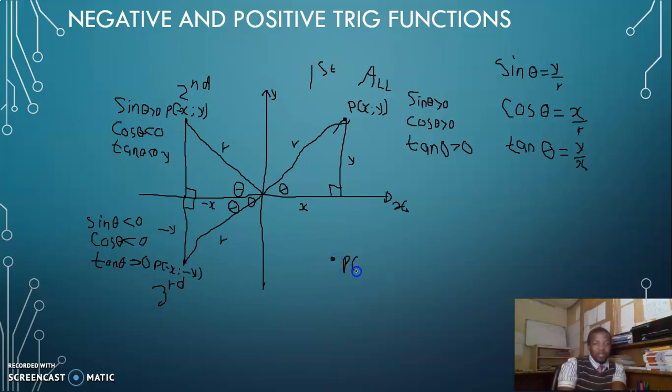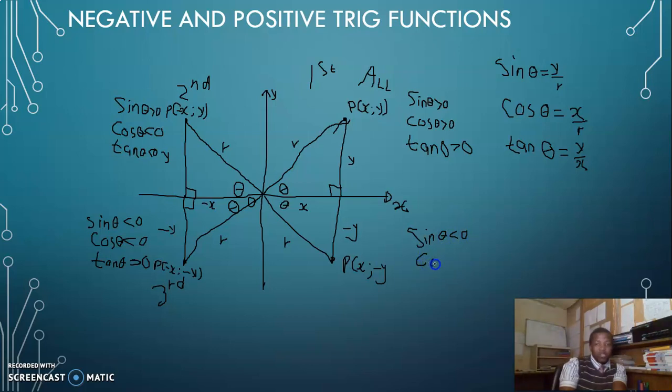Now the last one, we put our point again. It's P, and then our x is positive x. And then what about our y? Is negative y. And then again, we put a point here. And then here is our r. And then here is our minus y, and our theta, when you look at the fourth quadrant, it is here. So sine theta is minus y over r. So sine theta is less than 0.